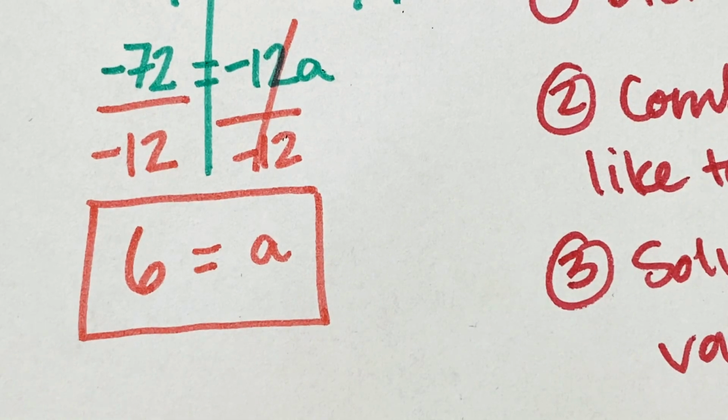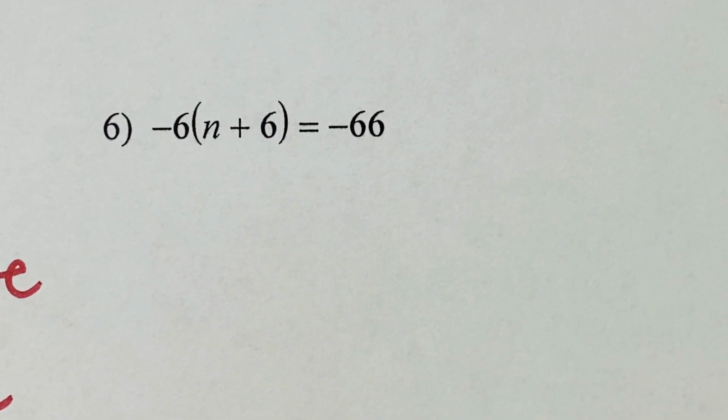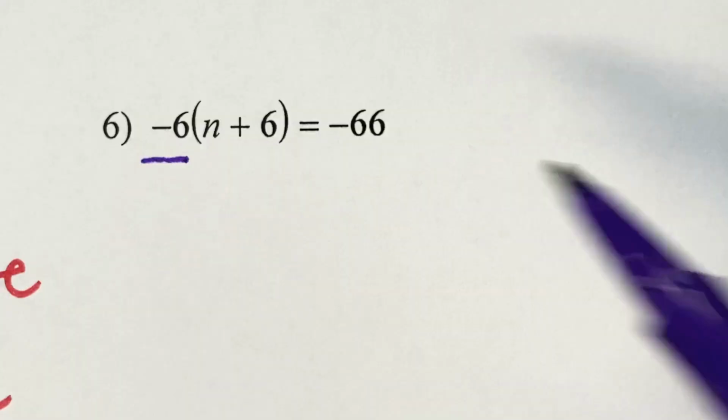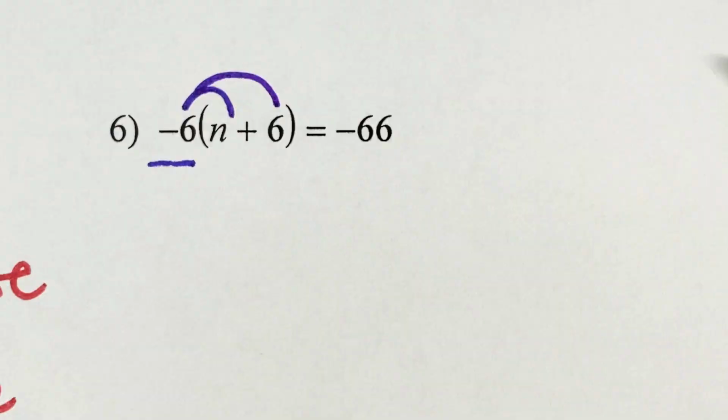Okay, let's look at our last example for the day. So we're going to follow our steps again. First step is always to distribute. So what is the number that needs to distribute? It's going to be that negative 6, right? So negative 6 times n and 6.